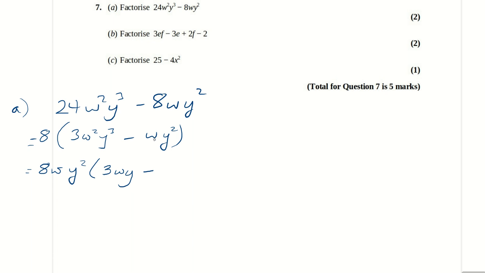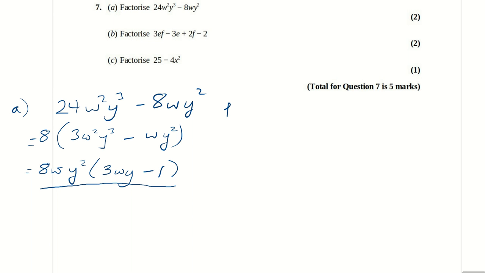minus the w's there, so we don't need any more w's, and the y squared's there as well, so we don't need any y squared, so 1 will do it. And that's done. That's the first one.